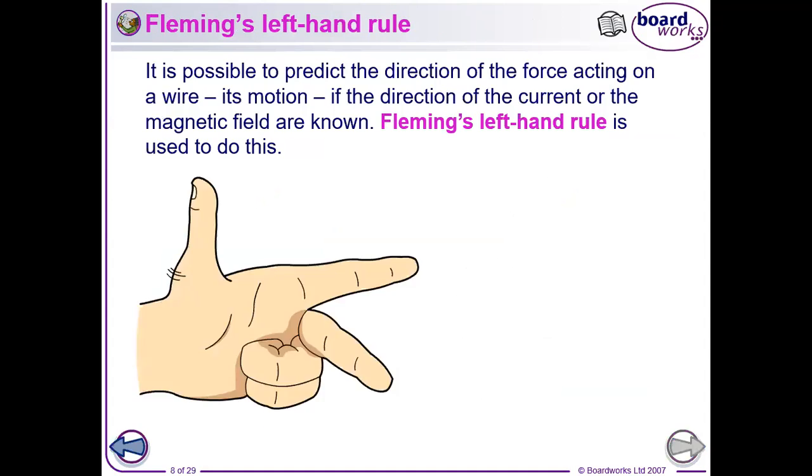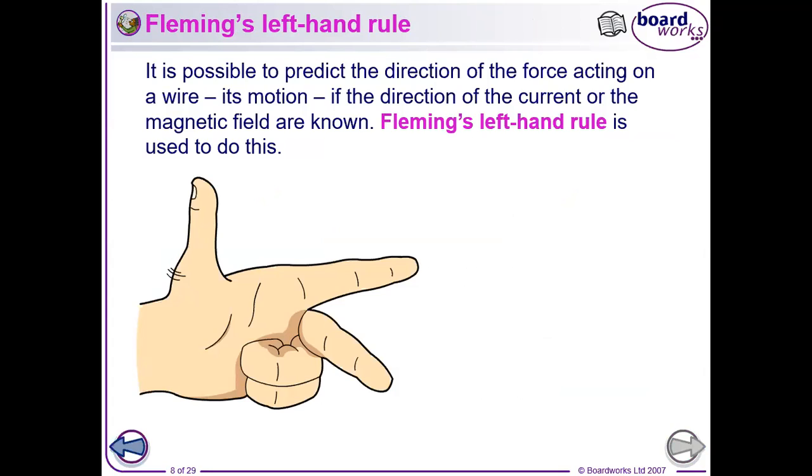To do this, we use Fleming's left-hand rule. What you'll need to do is take your left hand, hold it up, and put your thumb, first finger and second finger at 90 degrees to each other. Your thumb is all about motion. First finger is about field, and your middle finger is about current.